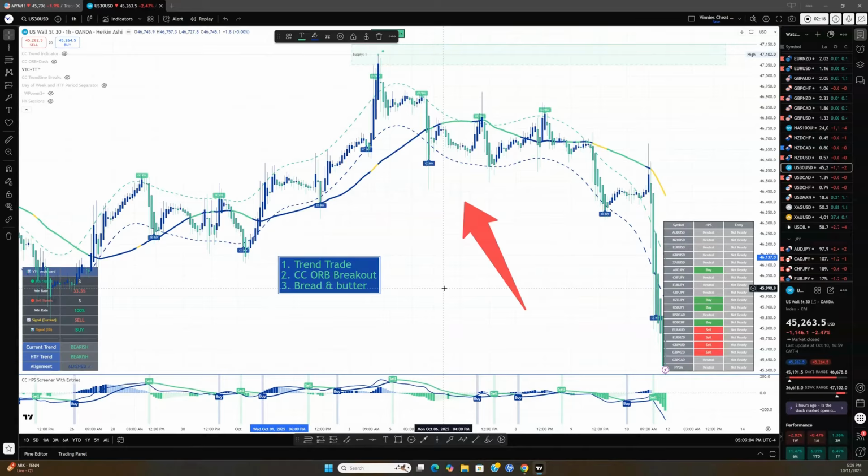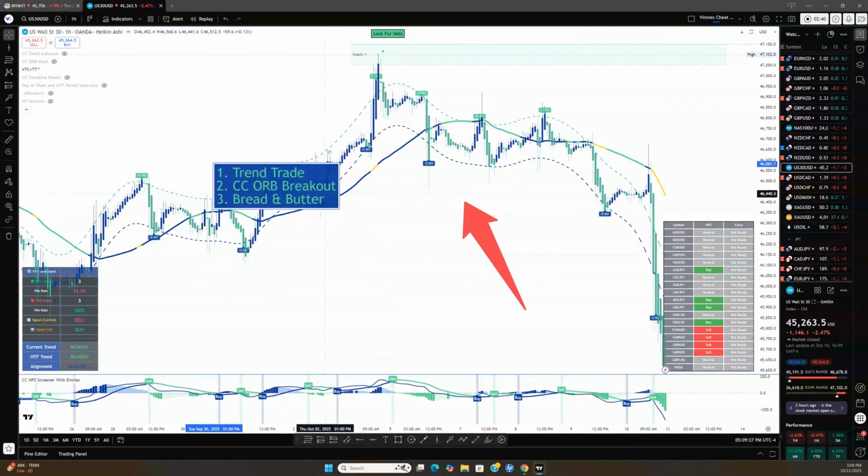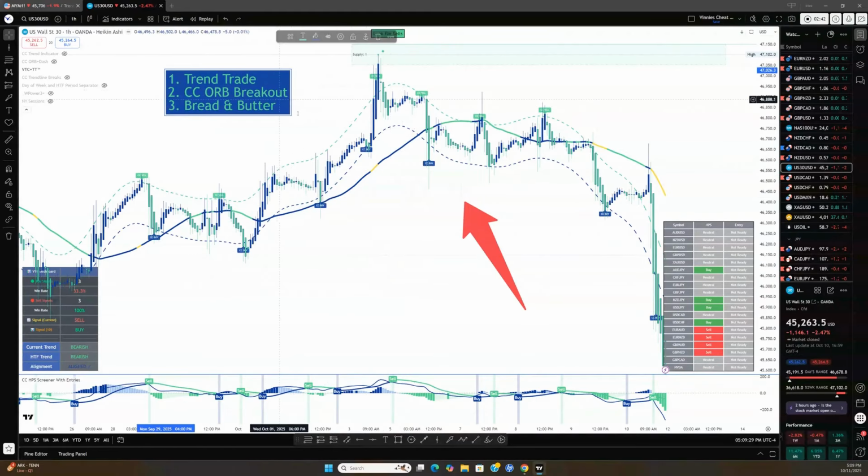Okay, bread and butter. And the reason why we call it bread and butter, because there's a setup on either NASDAQ, US 30, or gold using the bread and butter strategy. Now, it works on all instruments, whether that be Forex, futures, stocks, cryptocurrency. It all works. Okay, so this is the order of priority of what I'm looking for when I'm scalping the market.